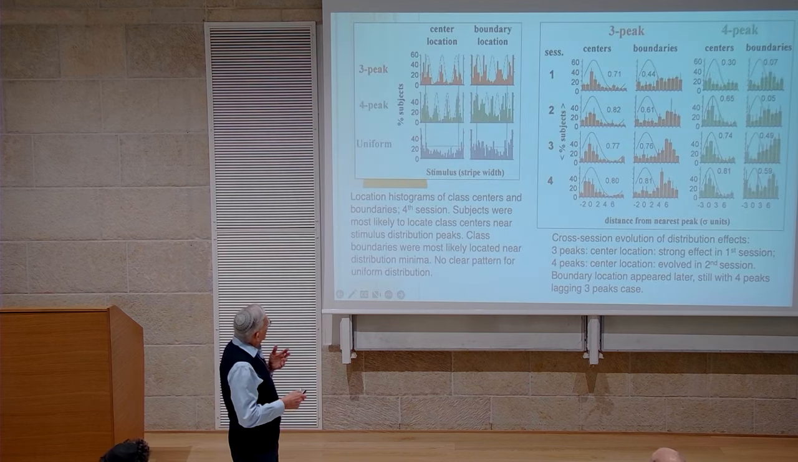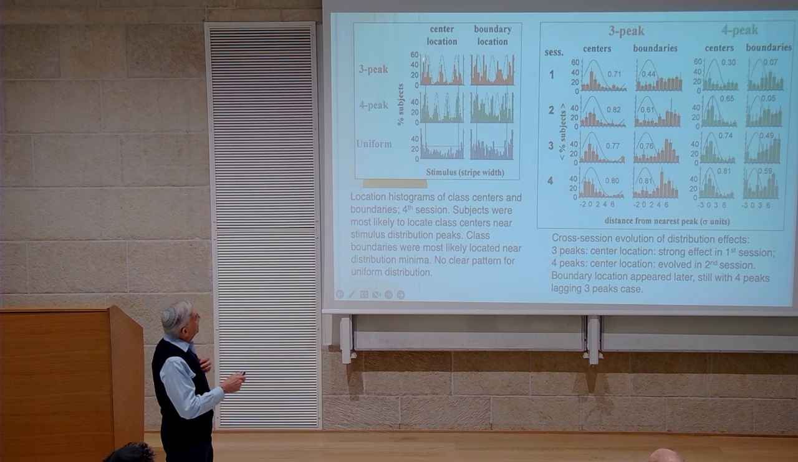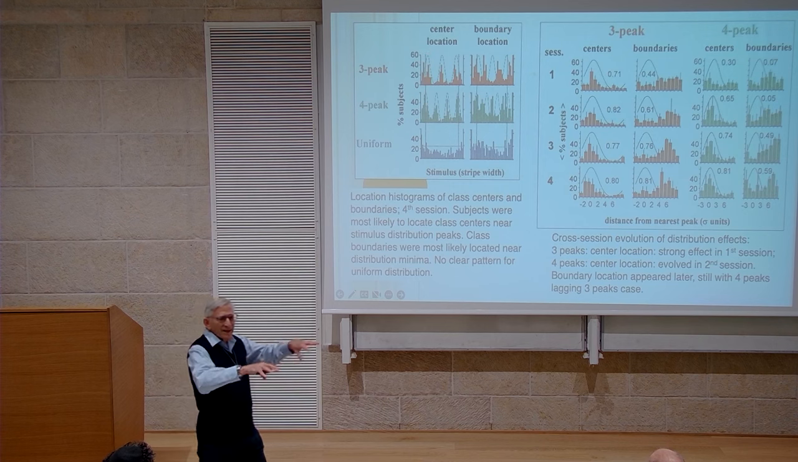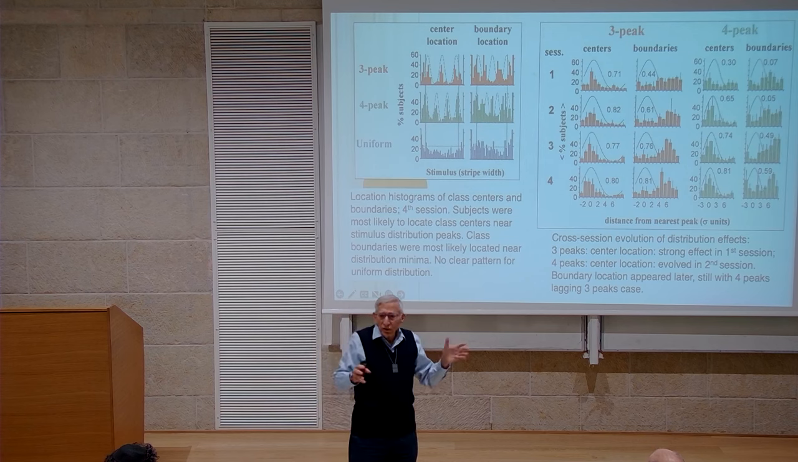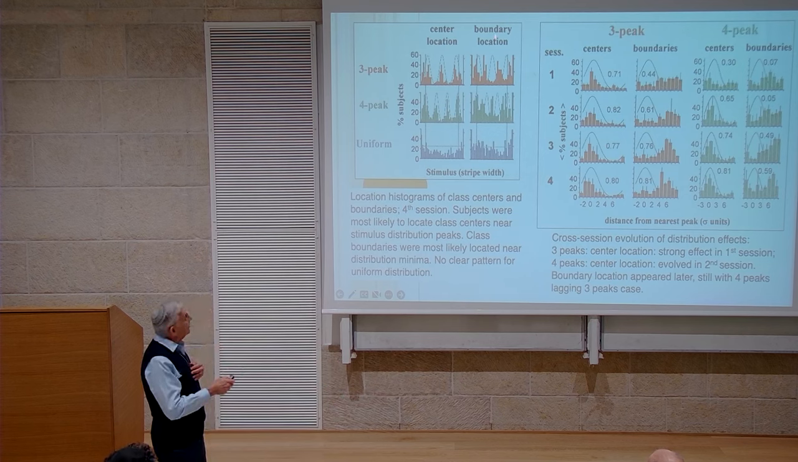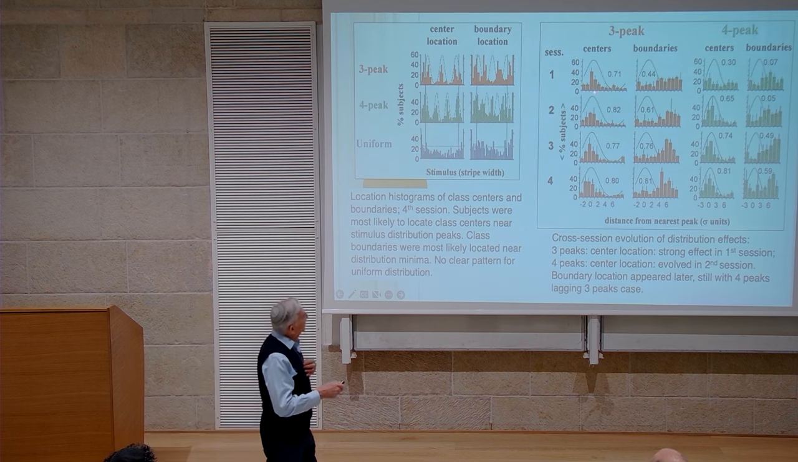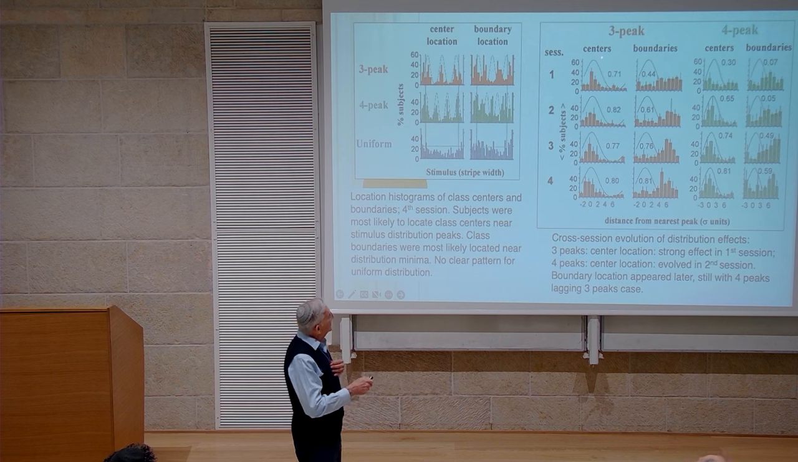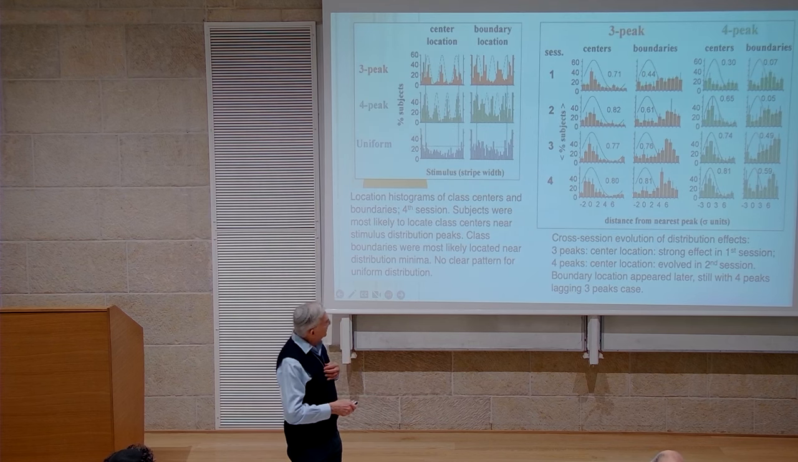And what happened was that for the three peak one, they put the middle of their category at the peaks. They had 10 keys and they had to use one of the 10 keys to categorize the stimuli. They put the center really near the three peaks, and the boundaries more often between them. And the uniform was a mess, and likewise with four peaks. We can see session 1, 2, 3, 4, the center was getting closer and closer to the peak, and the boundaries were also going in between, not in the middle. And the same for the four peaks. And three peaks was a bit faster than four peaks.